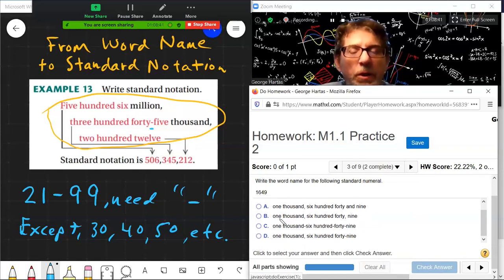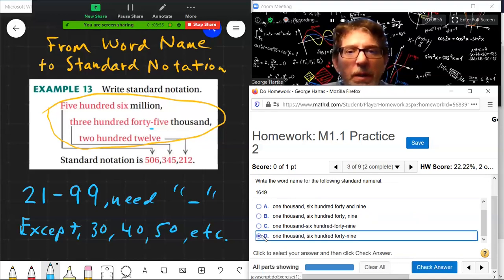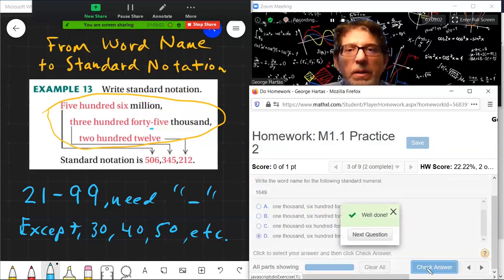I'm sorry, 1,649. So let's see which one it could be. 1,000, comma, 640 and 9. Can't use the word and. I see we have too many commas here. Nope. I see we have no commas here. Nope. 1,000, comma, 649. We have the dash. Good to go.